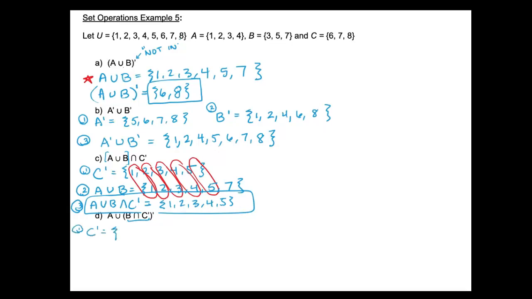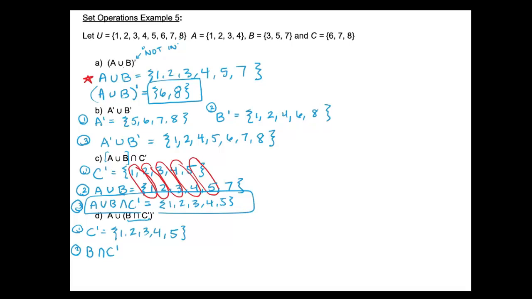So I look at C and it's 6, 7, and 8. So I'm going to write everything that's not in C. So that would be everything in the universal set that's not 6, 7, or 8. So I'm going to write down 1, 2, 3, 4, 5, and then not write down 6, 7, and 8. So that's C complement.